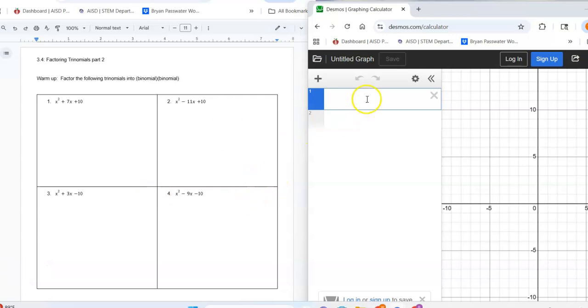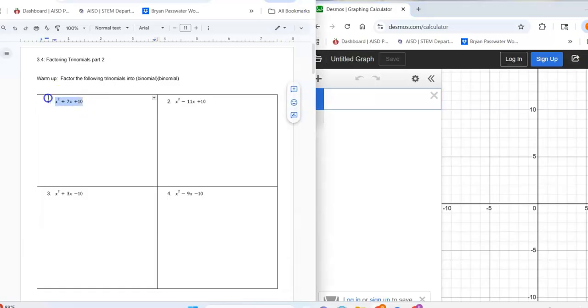Hi. Okay, so this warm up is to review the stuff from the previous lesson, to see if you can factor these trinomials into a binomial times a binomial. So that means these are in threes. You have to make them look like it's 2 times 2. I will do one of them. I will do number 3.